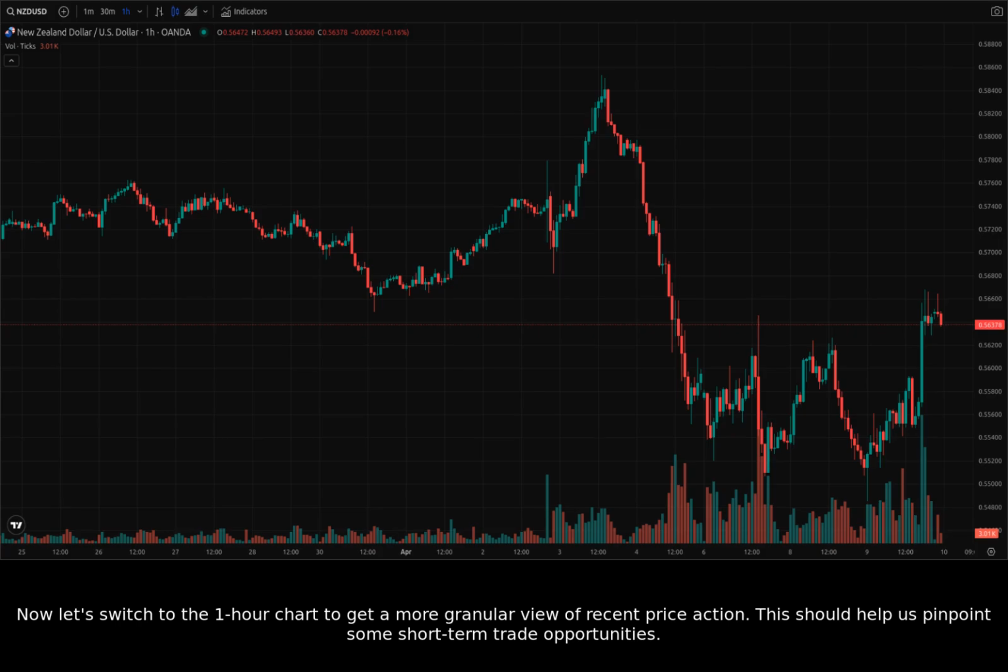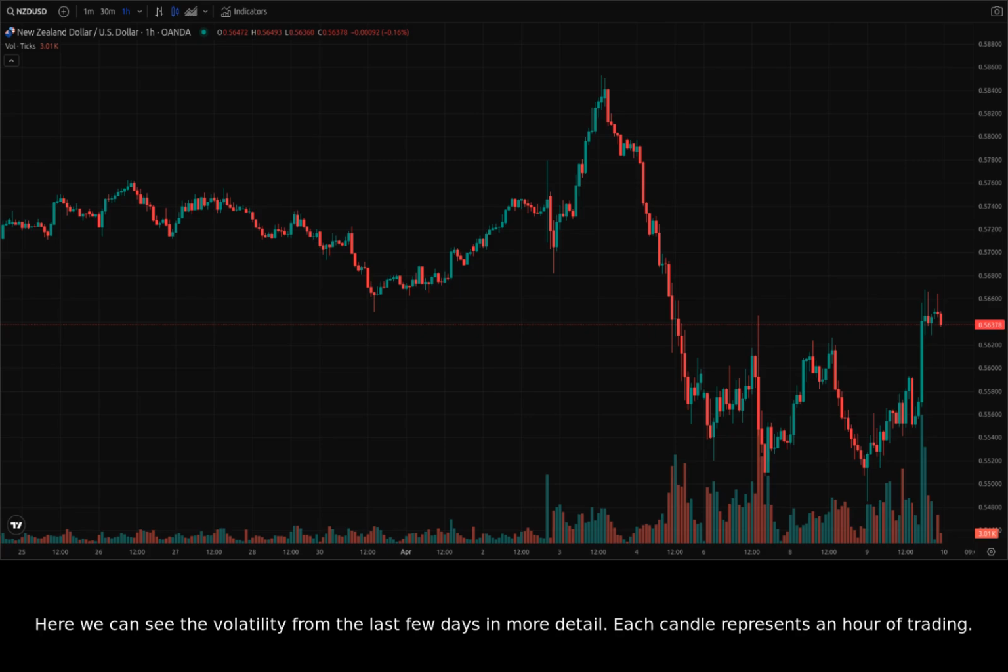Now let's switch to the 1-hour chart to get a more granular view of recent price action. This should help us pinpoint some short-term trade opportunities. Here we can see the volatility from the last few days in more detail. Each candle represents an hour of trading. On the 1-hour chart, we can see the pair bouncing around between 0.55 and 0.56 with no clear direction.